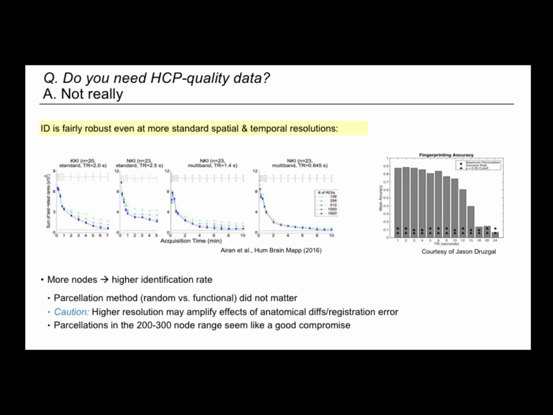So we and other groups, it seems like we're converging on this range from 200 to 300 nodes as a decent compromise for that. But the question of parcellation is still wide open, and there's a lot more work to do there.